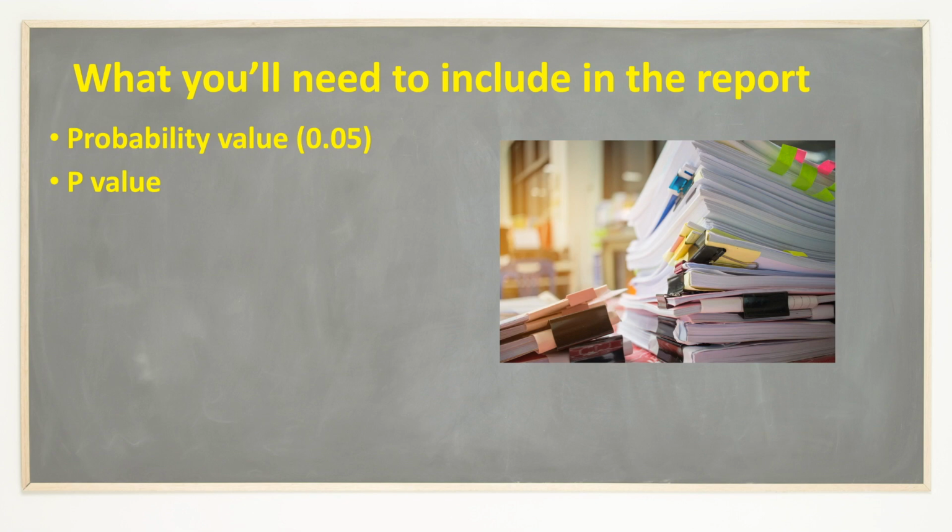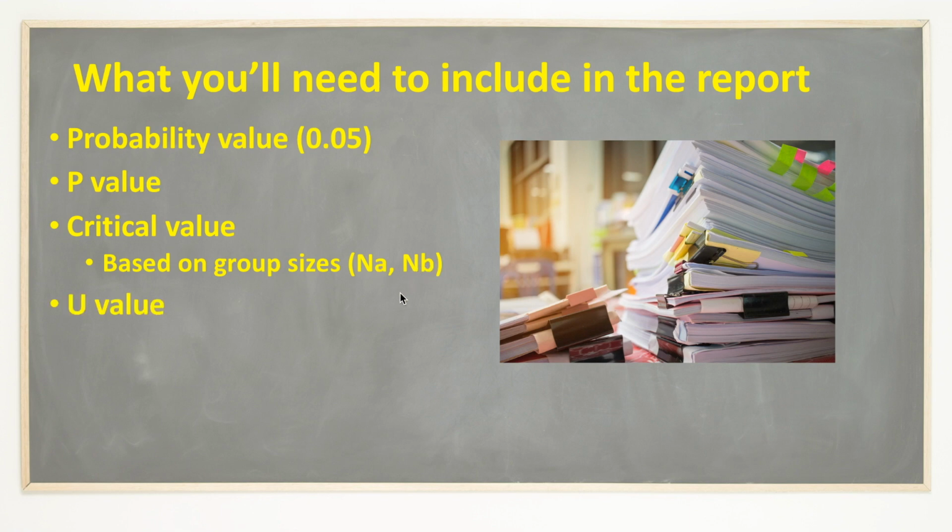You also need the p-value. Now the p-value is different to the probability value. They're often confused, but the p-value is going to be calculated based on your results. It's going to be a value somewhere between 0.00 and 1.0. So we're going to have a look at an example of that in a second. The critical value will be based on your group sizes. So you have independent samples, so you should be doing 2 groups. So this will be sample 1. So maybe you had 10 participants in this group and 11 in this group, and the U value. And a statement of significance. So is your data significant? Is it not significant? And do you retain or do you reject the null hypothesis?